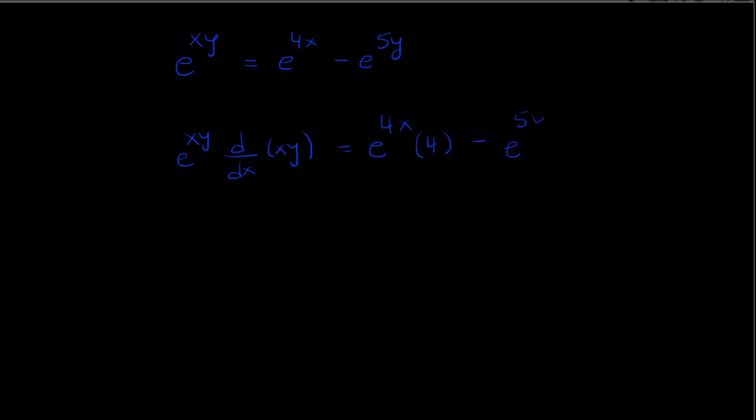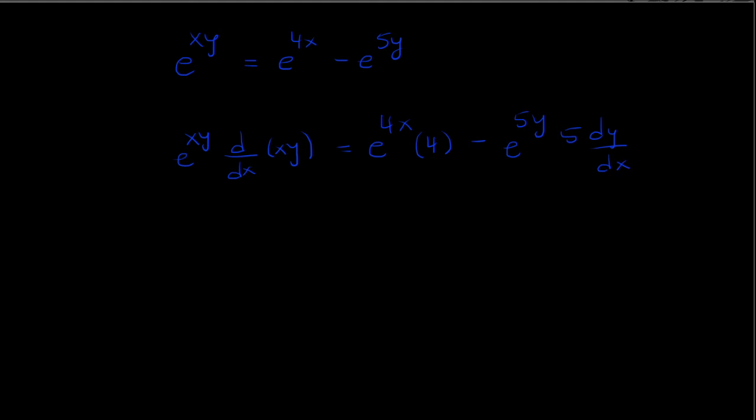Okay. Next one, we have an equation that involves e. So it's just e to the xy equals e to the 4x minus e to the 5y. So we're going to take the derivative with respect to x. The derivative of e to the xy is itself times the derivative of the exponent. The derivative of e to the 4x is itself times the derivative of the exponent, which is 4. And e to the 5y is itself times the derivative of the exponent, which is 5 times dy over dx.